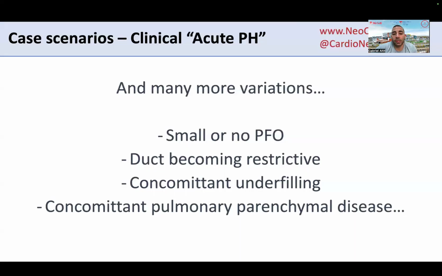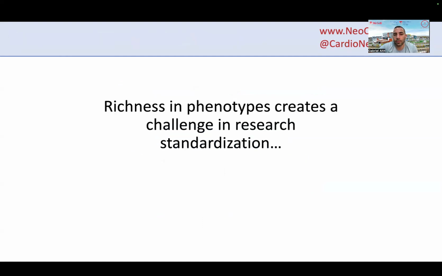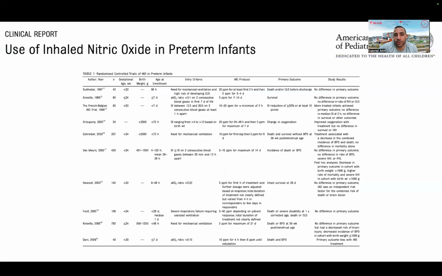But there are many more variations. Patients with small or no PFO, duct becoming restrictive, concomitant underfilling, concomitant parenchymal lung disease, and name it. And so I think this richness in phenotypes creates a challenge in research standardization.